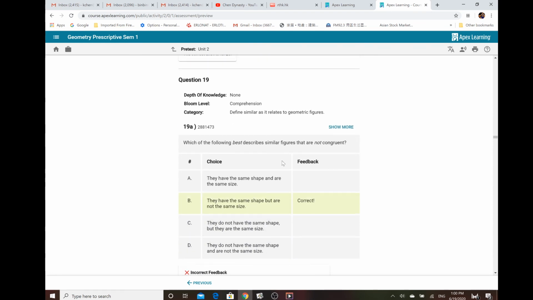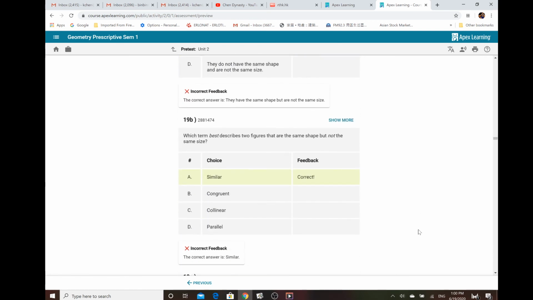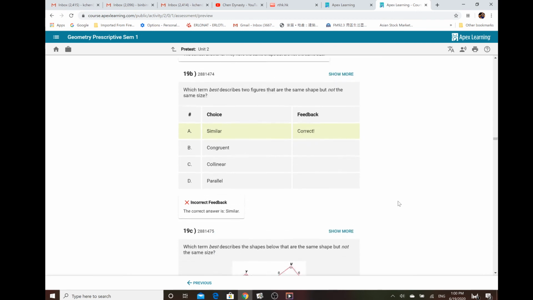And which of the following best describes similar figures that are not congruent? Similar figures are not congruent because they don't have the exact same side lengths. They could have the exact same interior angles or corresponding angles, but the side lengths are totally different. So they have the same shape but not the same size. So which term best describes two figures that are the same shape but not the same size? Similar. Okay, similar. So that's the one.